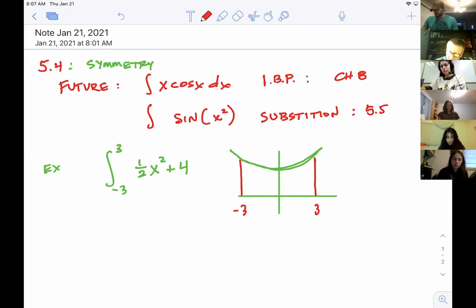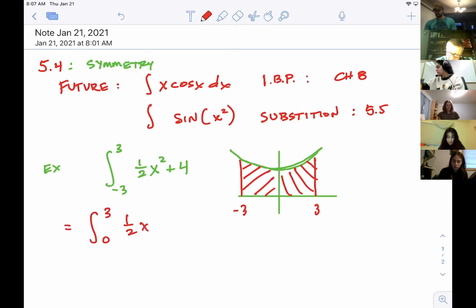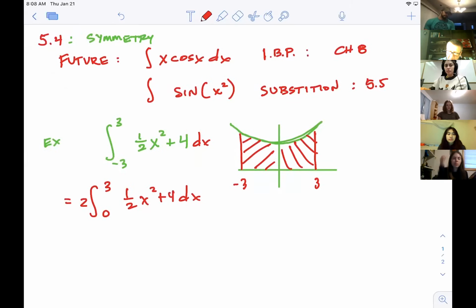So the fact that the area on the left of this is exactly the same as the area on the right of this means I could say this is equal to from 3 to 0 of 1/2 x squared plus 4. And again, I was lazy and kind of forgetting that little dx on the end. Except I'd have to multiply by 2. Double it. Okay, that's not that complicated to see. That makes all kinds of sense, I think.